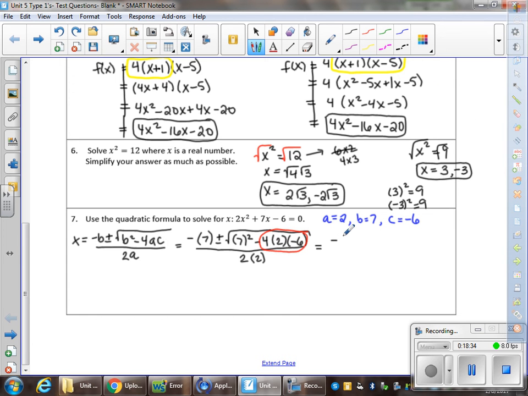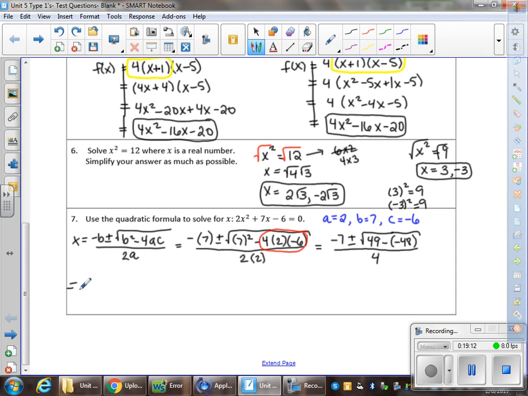So this equals negative 7 plus or minus the square root of 49 minus 4 times 2 is 8 times negative 6 is negative 48. So don't lose track of that negative, otherwise it will come out wrong. And 2 times 2 is 4. Also notice I put 7 in parentheses, even though it's positive. This negative comes as part of our formula. So if b had been negative, negative, negative, this would have become positive.